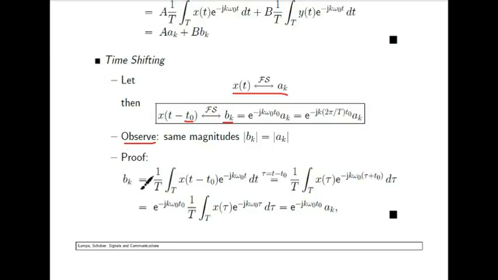Now let's see the proof. b_k equals 1 upon T, integration x(t minus t naught) e to the power minus j k omega naught t. We are replacing tau with t minus t naught, so it will become something like this, and from this we can take out the term e to the power minus j k omega naught t naught, which is the constant term. The remaining term is the Fourier series representation of x(t), which is a_k, so it will be e to the power minus j k omega naught t naught times a_k.